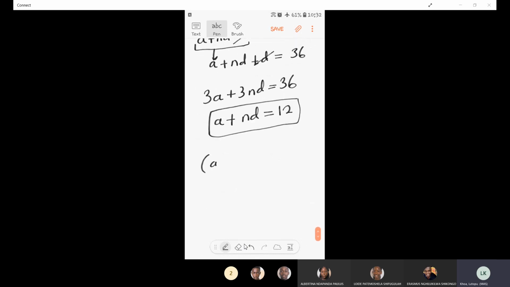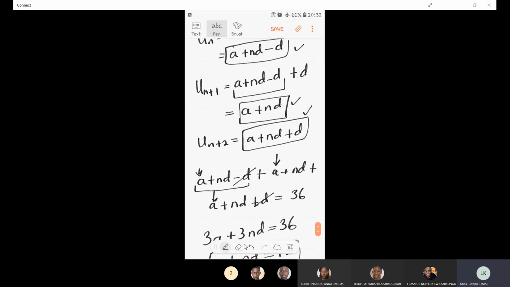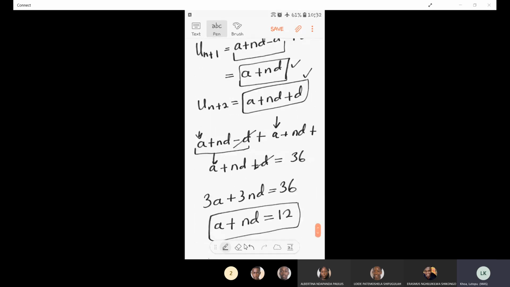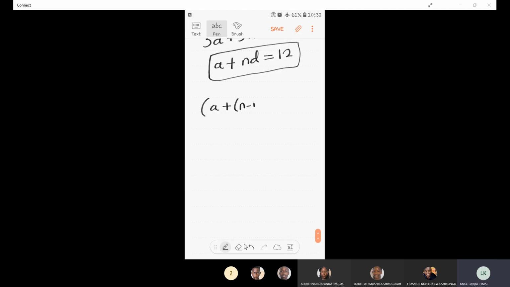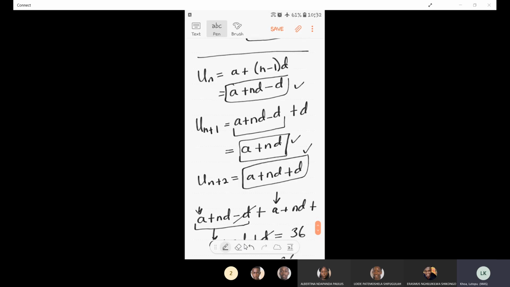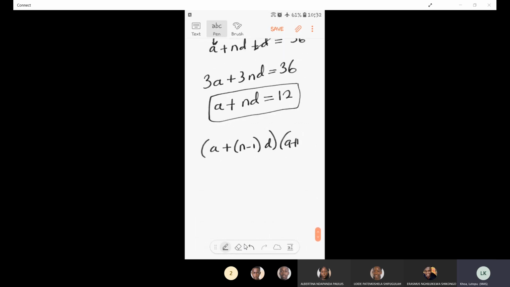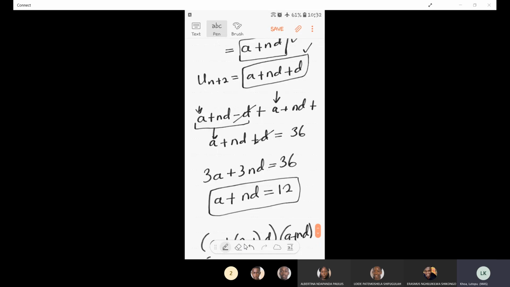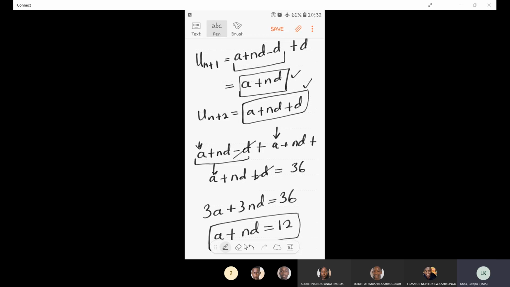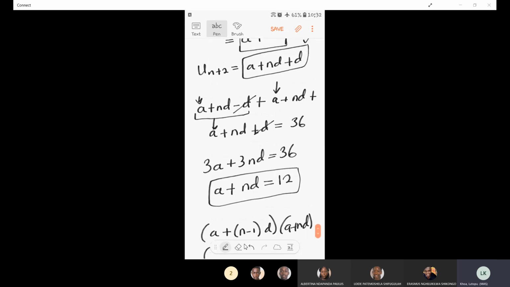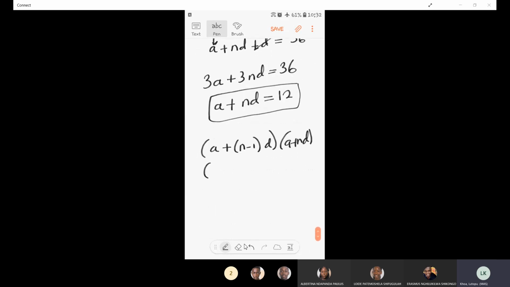We have a plus n minus 1 times d. Then I multiply with the next one, I have a plus nd. And then I multiply that by a plus nd plus a plus nd plus d. This is equal to 1428.